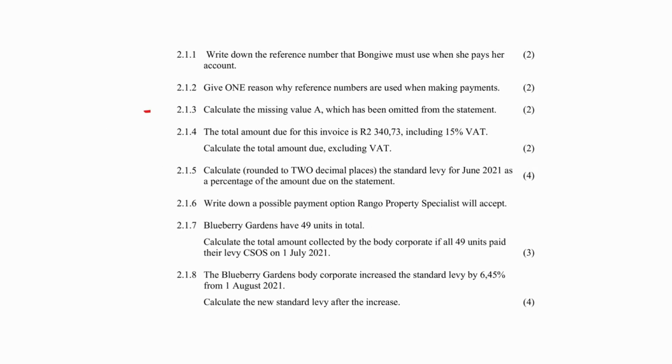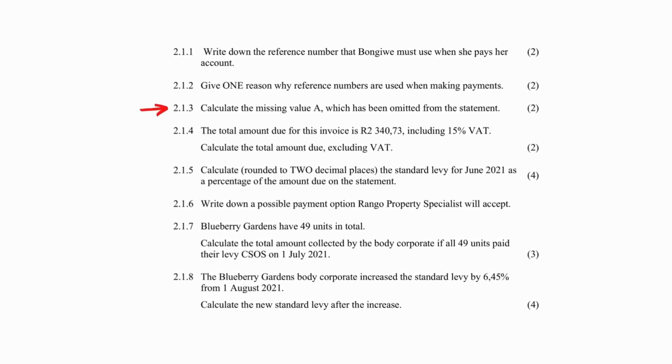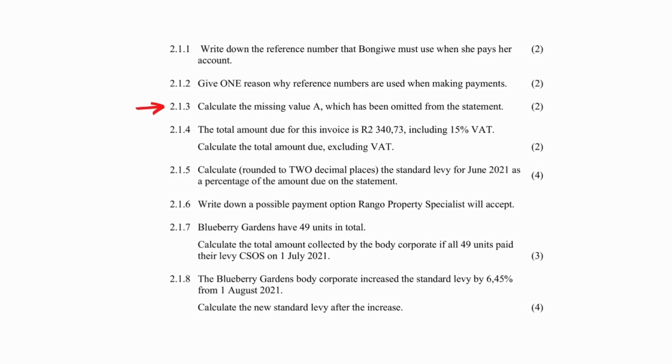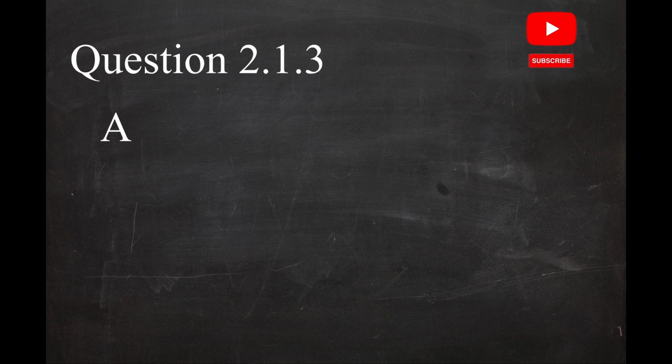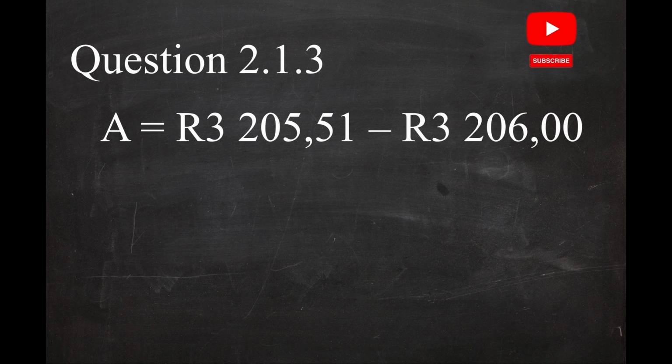In question 213, you have to calculate the missing value A that has been left out of the statement. Since the creditors are considered negative values, you have to find the difference between the previous balance and the payment amount that was made. So the new balance of A is 3,205 Rand 51 cents minus 3,206 Rand, and this equals a negative value of 49 cents. The negative sign is important. It means that the person overpaid and the body corporate now owes the client 49 cents.